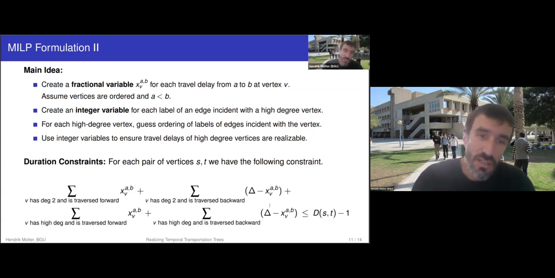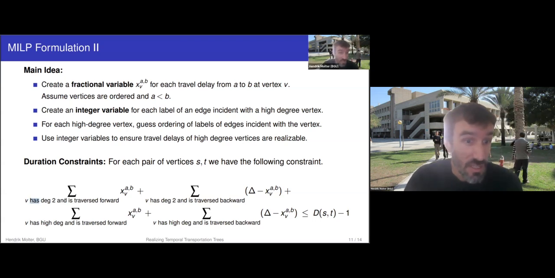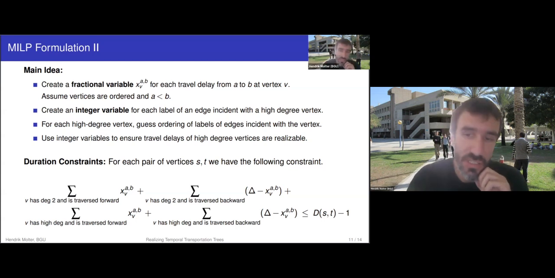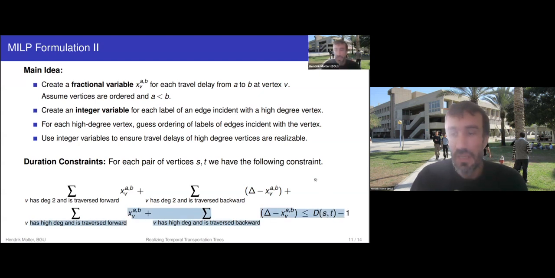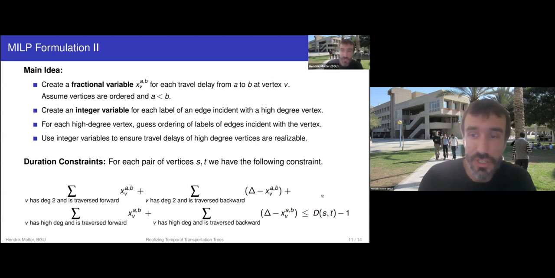And now we can distinguish 4 different types of travel delays. So the first row here are the degree 2 vertices. And if we traverse them forward, meaning from A to B, then we just take the travel delay. If we traverse them backward from B to A, then the travel delay in the opposite direction is exactly delta minus the original travel delay. And here in the second row, we do the same thing for the high degree vertices. And then we check that this is at most the prescribed duration.